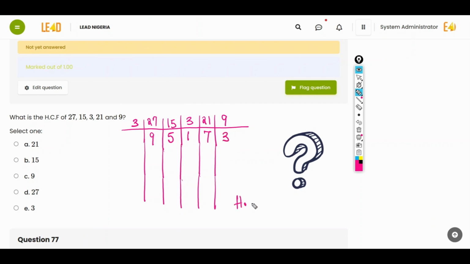So my HCF is just 3. It's just 3. That's option E.